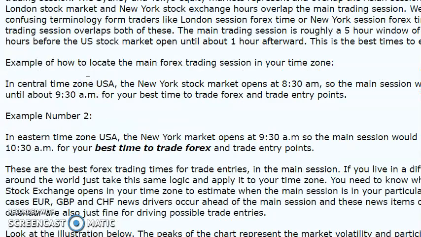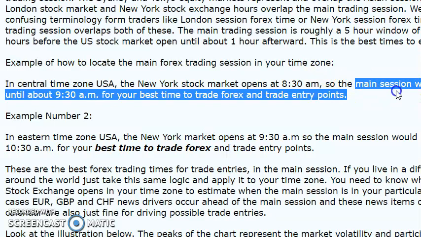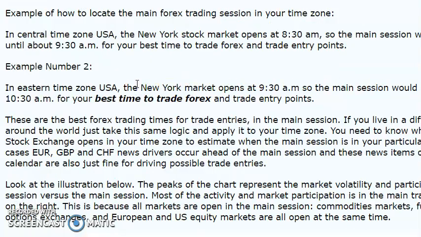So Forex traders are everywhere on the globe, so let me give you a couple of examples. In Central Time Zone, USA, the New York stock market opens at 8:30 a.m. Central Time. So your main session, best times to trade the Forex would be about 4:30 a.m. to about 9 a.m. Okay.